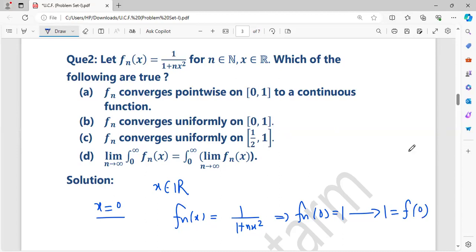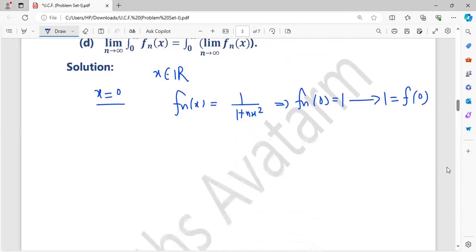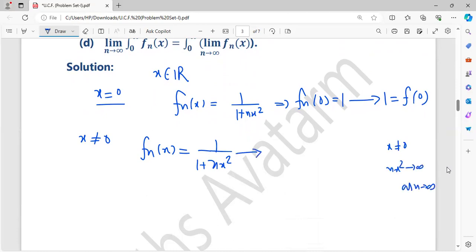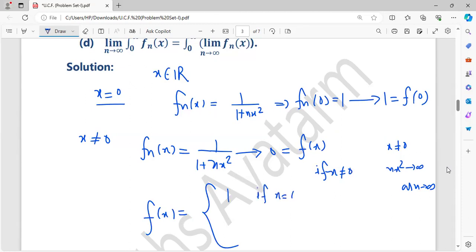Now what about if x is non-zero? If x is non-zero, then what is f(x)? It is lim 1/(n x²), because when x is non-zero, then x² n will tend to infinity as n tends to infinity. So where will it go? It will go to 0. It means f(x) is 0 if x is non-zero. Okay, so what we got? f(x) is equal to 1 if x is 0 and it is 0 if x is non-zero.